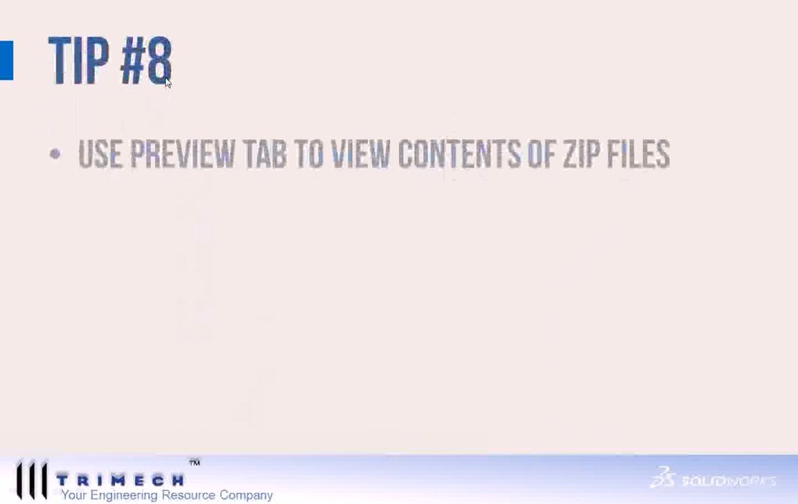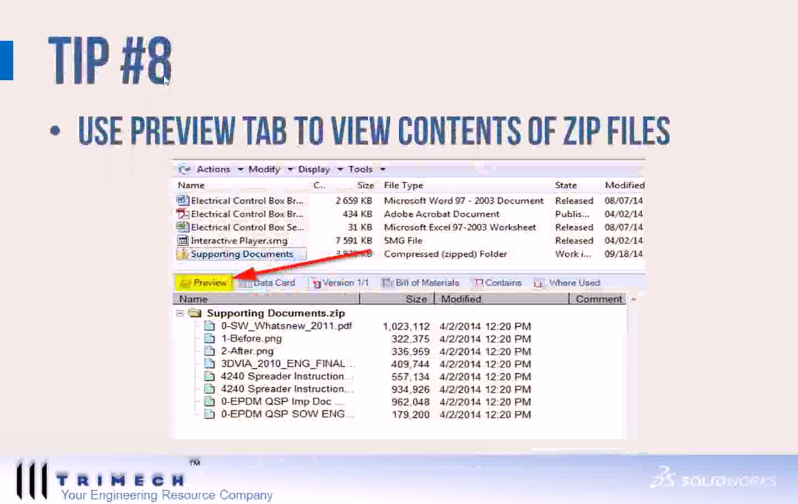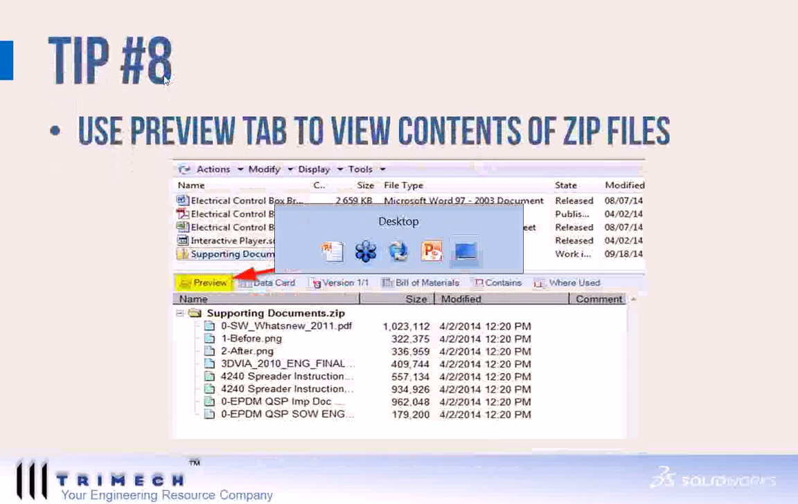Tip number 8. Using the Preview tab to view contents of zip files. I'm not sure how many of you currently have zip files inside of your local vault view, but one of the really cool aspects of the Preview tab is that you can actually view the contents that reside within the zip file. So let's go ahead and take a look here inside of our local vault view.